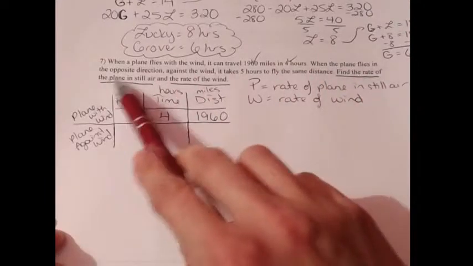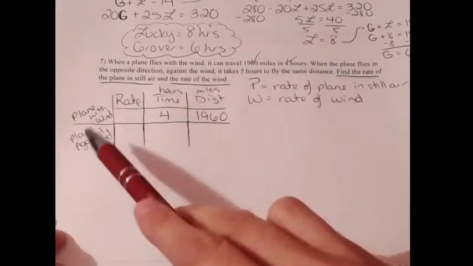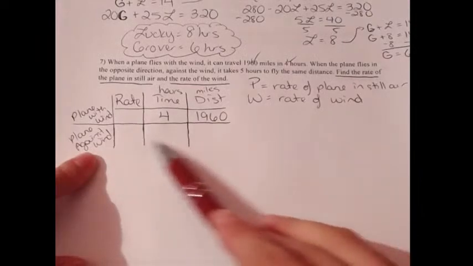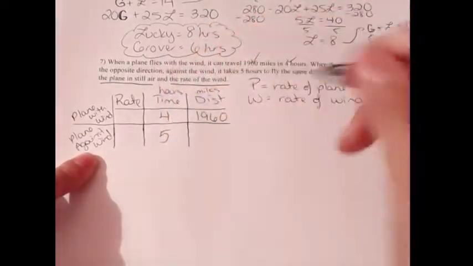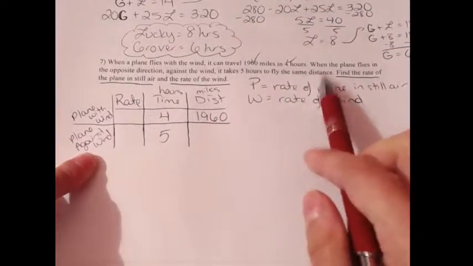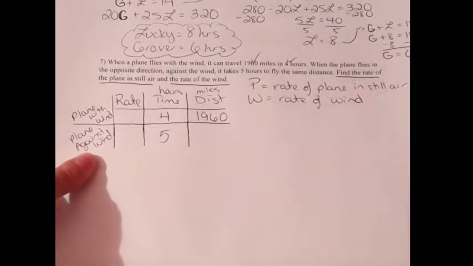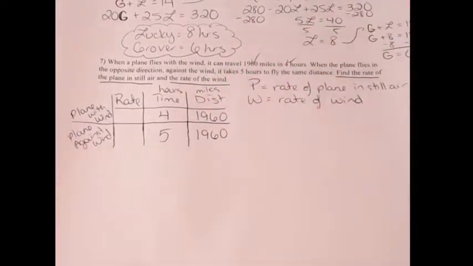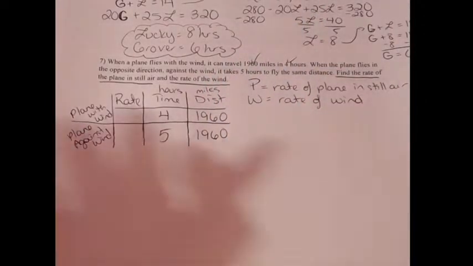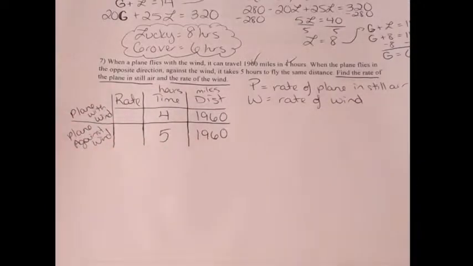When the plane flies in the opposite direction against the wind, so here we are in this row, it takes 5 hours, so we could put 5 here, to fly the same distance. And we know the distance was 1,960. So think of it as the plane is going from its first location to its destination, and then it comes back.